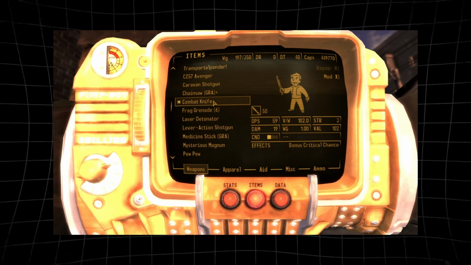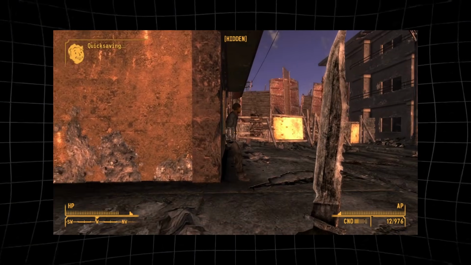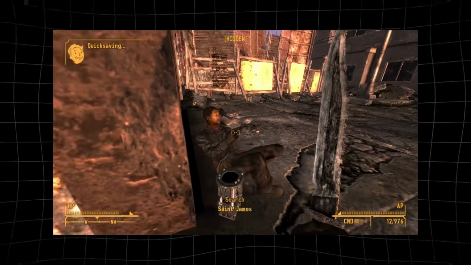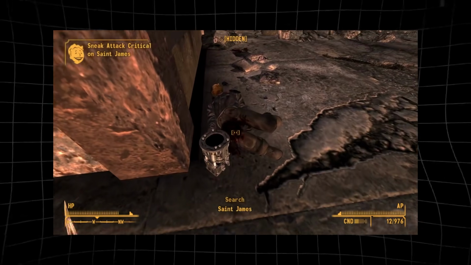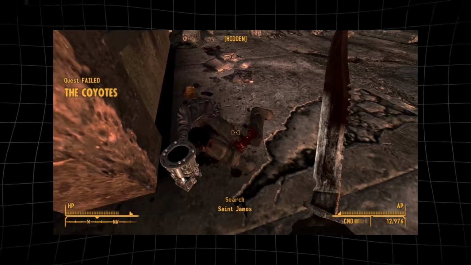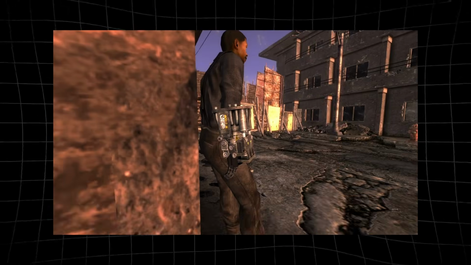Vault-Tec built 122 vaults. Of those, 17 are classified in the lore as control vault shelters that operated more or less as advertised, giving their residents a functional underground community without a secret catastrophic variable built into the design.